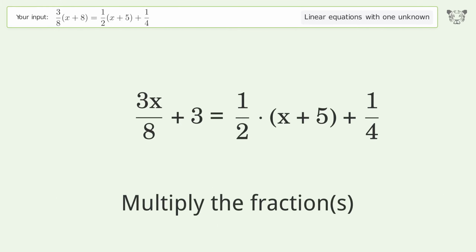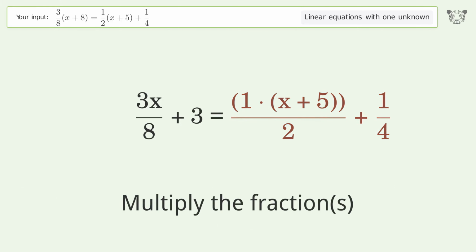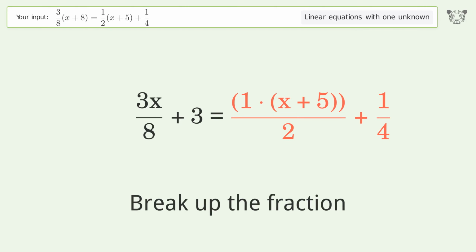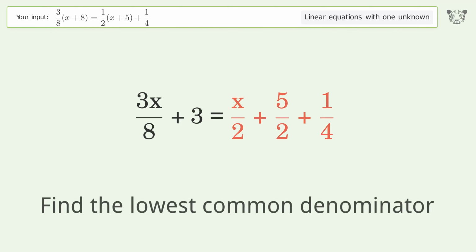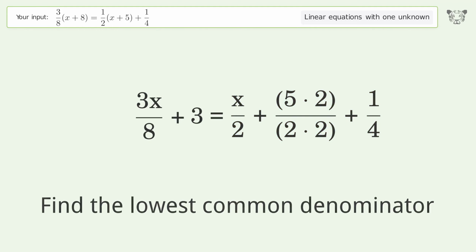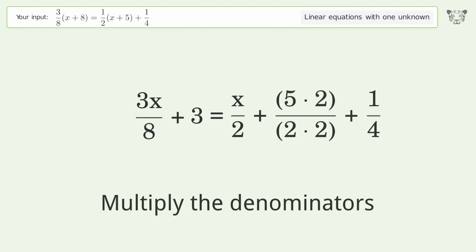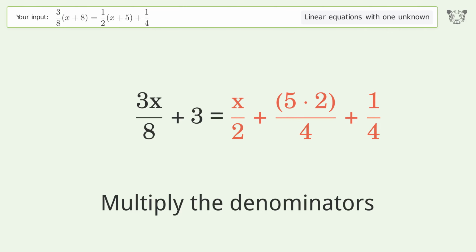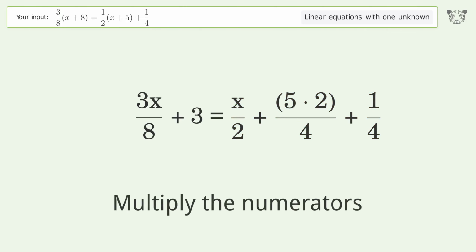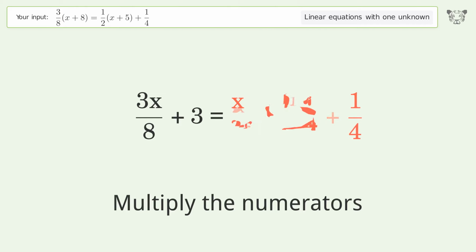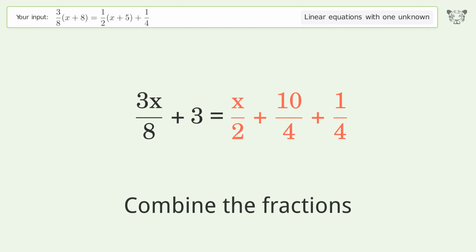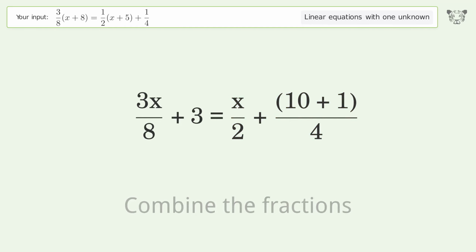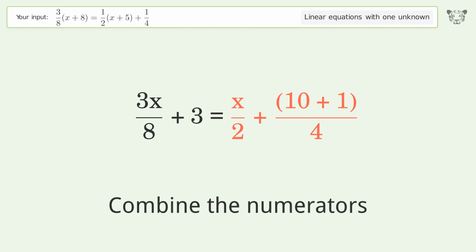Multiply the fractions. Break up the fraction. Find the lowest common denominator. Multiply the denominators. Multiply the numerators. Combine the fractions. Combine the numerators.